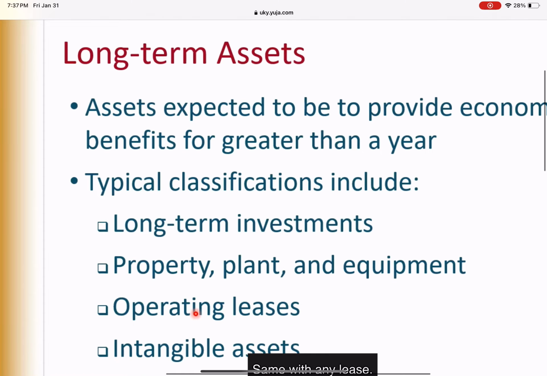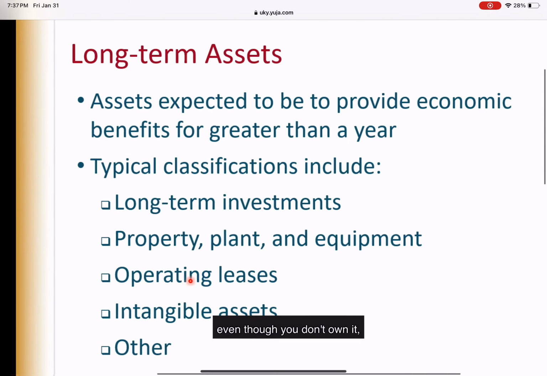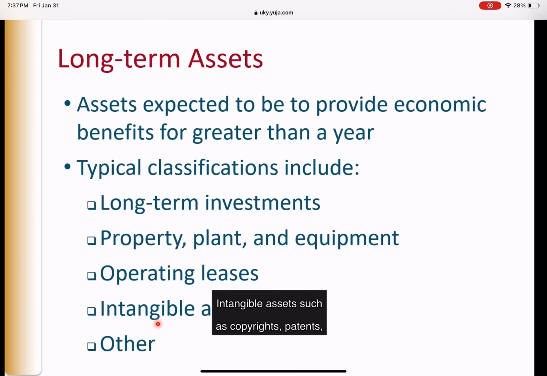Same with any kind of lease. If you're leasing that item for a long period, even though you don't own it, you're going to list it under your assets. Intangible assets such as copyrights, patents, franchises, and other long-term receivables that you would typically list under other. So that's a good listing of what you actually see under long-term assets.